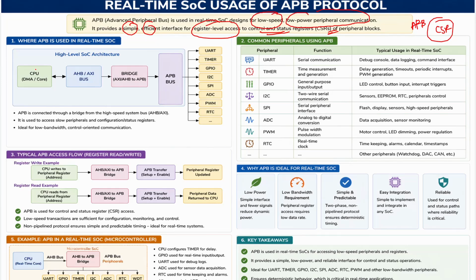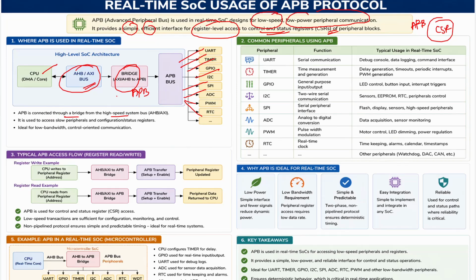And then, where the high-level SoC has the CPU and DMA core, in between we are using the AHB or AXI bus, and then there is a bridge, that is the APB bridge. Okay, through this APB it is communicating with UART, timer, GPIO, I2C, SPI, ADC, analog-to-digital conversion, and pulse width modulation and real-time clocks. APB is connected through a bridge from the high-speed system bus, so only through the bridge are we connecting.